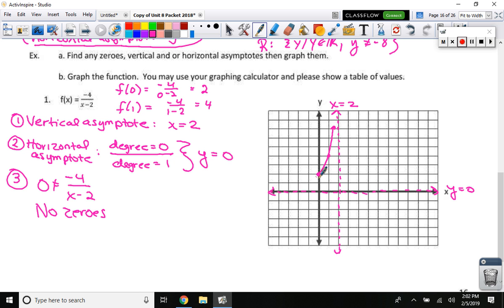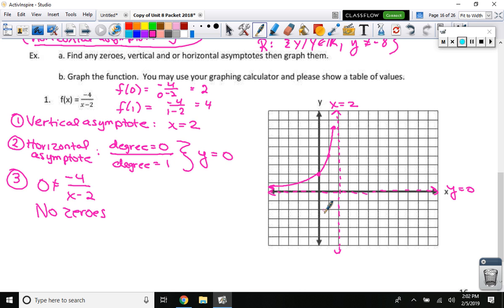So can I get a pretty good idea? I could get one more point over here to get a really good idea, but doesn't it have to look something like that? Because it's got to approach this horizontal, it's got to approach this vertical, and I already got 2 points in that area. Good there? Okay, so now I want to figure out what's going on over here.